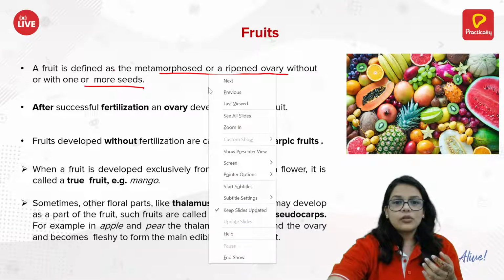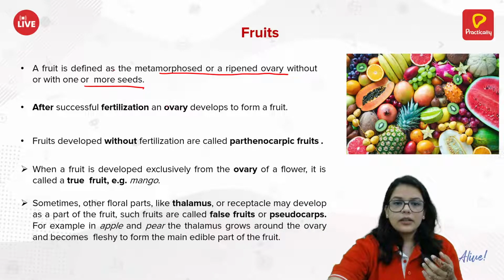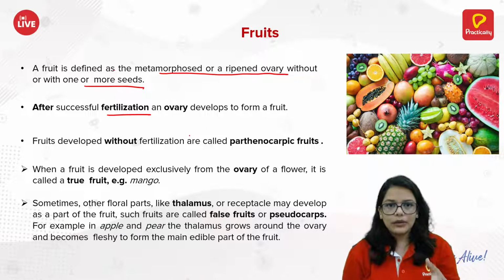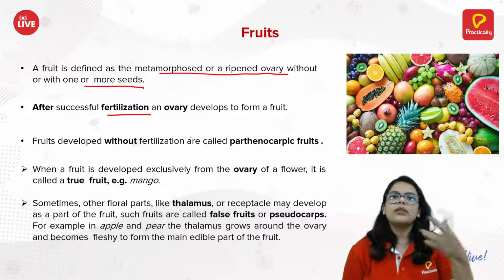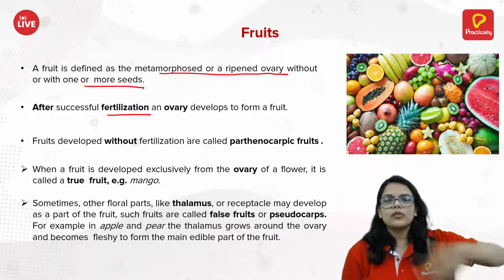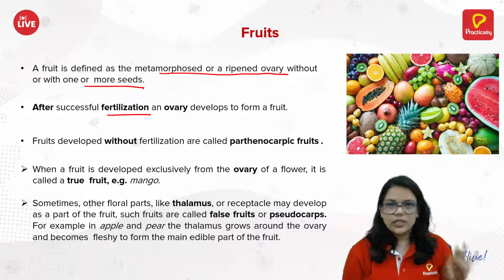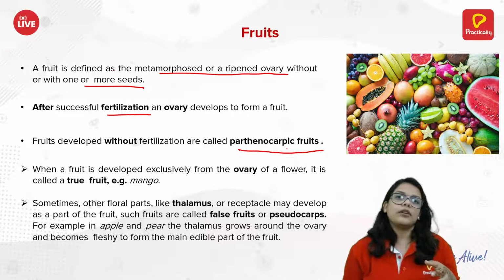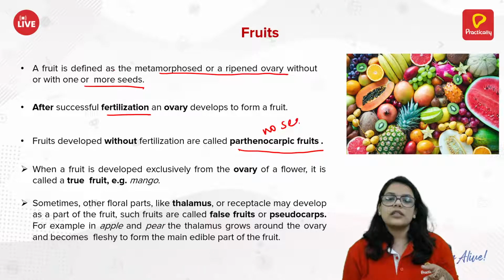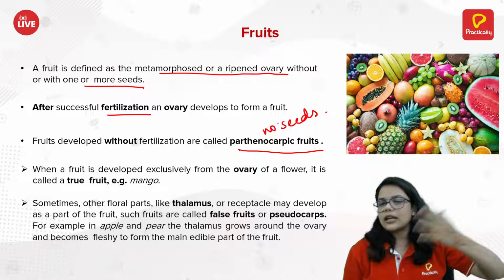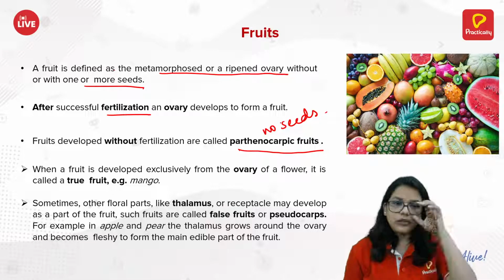Sometimes fertilization is not required. Without fertilization also, fruits will form, but those fruits won't have any seeds. Such fruits are known as parthenocarpic fruits, which have no seeds, because fertilization has not happened. When fertilization has not happened, there won't be any growth of seeds, but the fruits are actually formed. That is why they are known as parthenocarpic fruits.